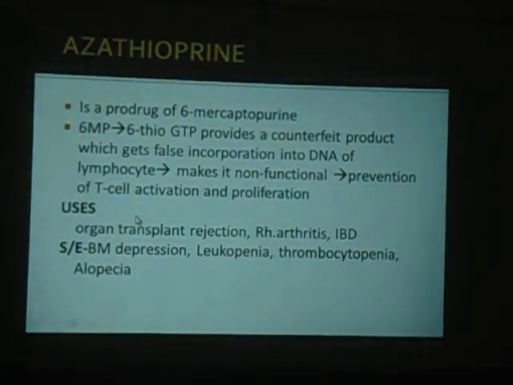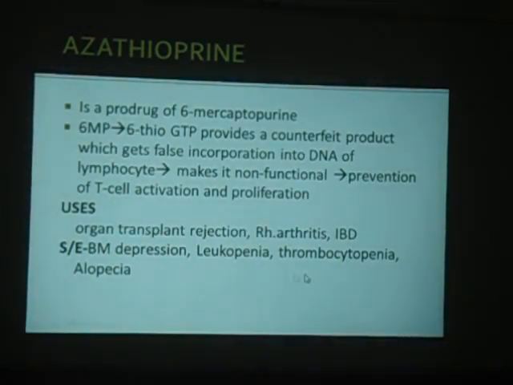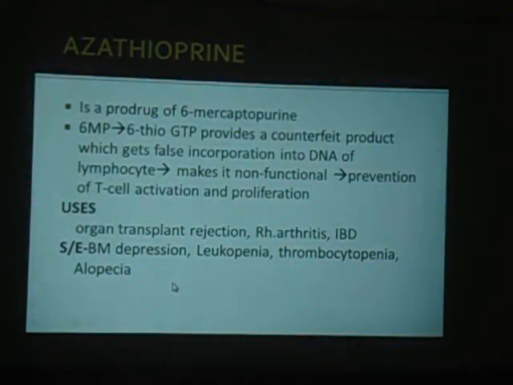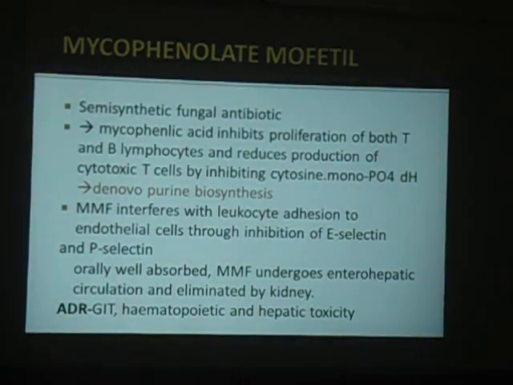Where can we use it? We can use this drug for organ transplant rejection, rheumatoid arthritis, and IBD. IBD stands for inflammatory bowel disease. Side effects are bone marrow suppression, leukopenia, thrombocytopenia, and alopecia. What is alopecia? A decrease in hair formation or no formation.